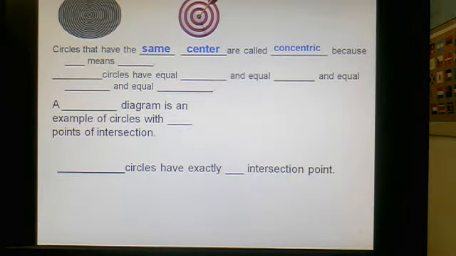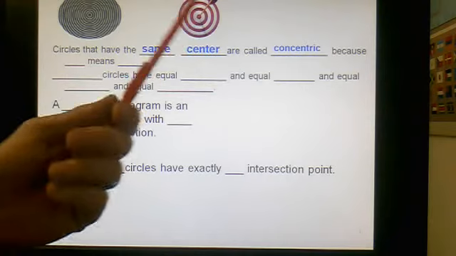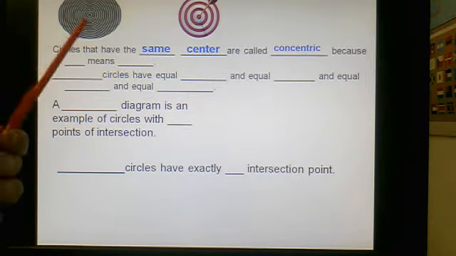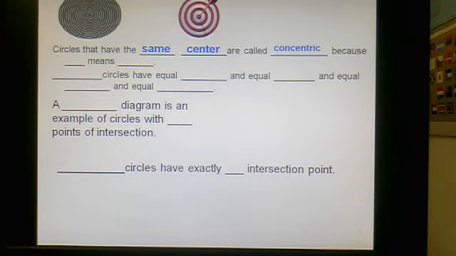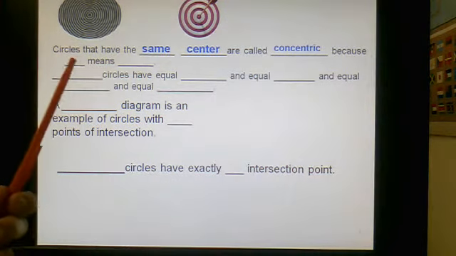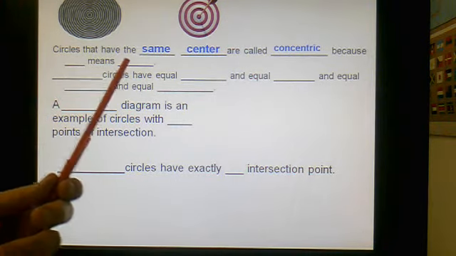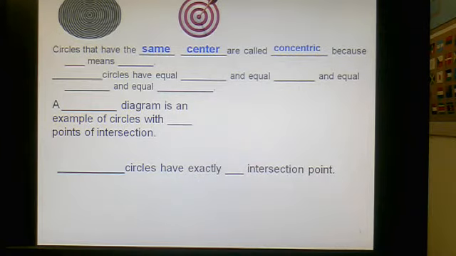These are concentric circles. At any target you see with circles that have the same center are called concentric circles. Same thing over here, you got concentric circles. And you'll have to fill in these blanks because, you know, co or con means same, and of course you can see centric as center.